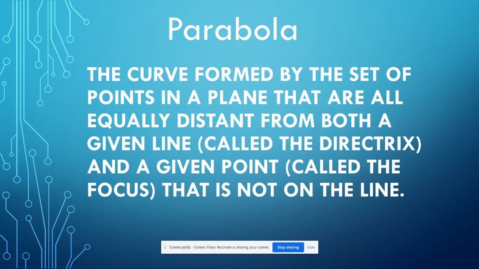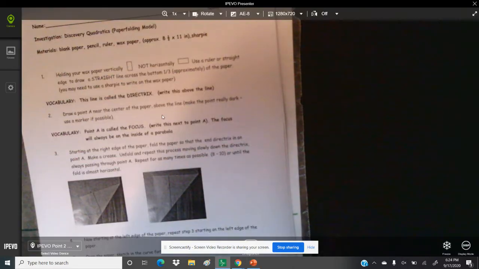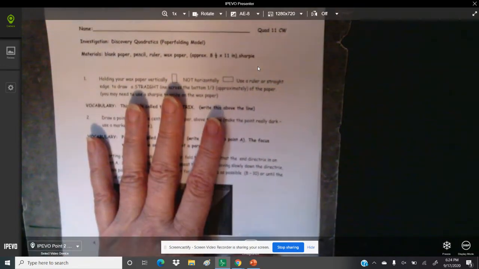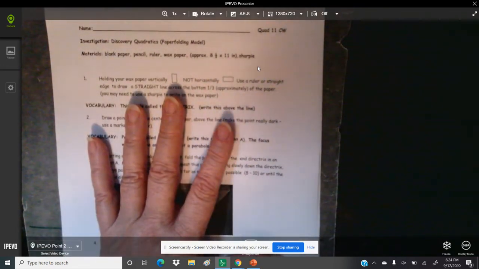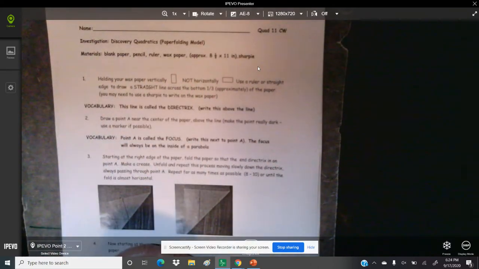So what we're going to do today is a paper folding exercise to show you how a parabola is actually formed using this thing called the directrix and the focus. So let me go here. So this here is actually in Google Classroom. It's called, I don't know, paper folding, focus and directrix. If you'd like to try it yourself, you certainly can.